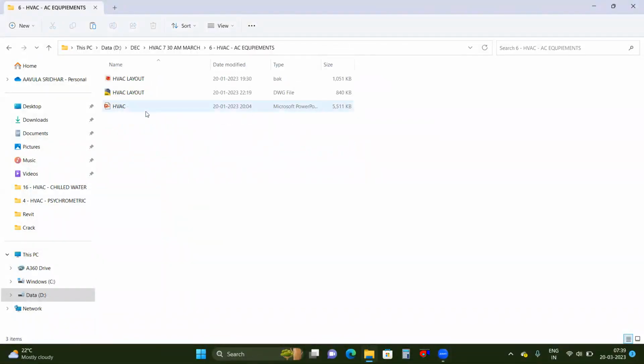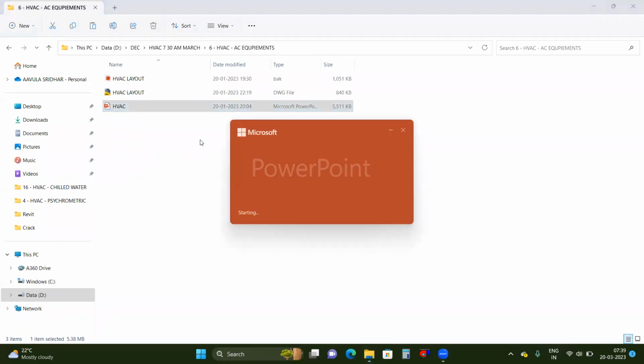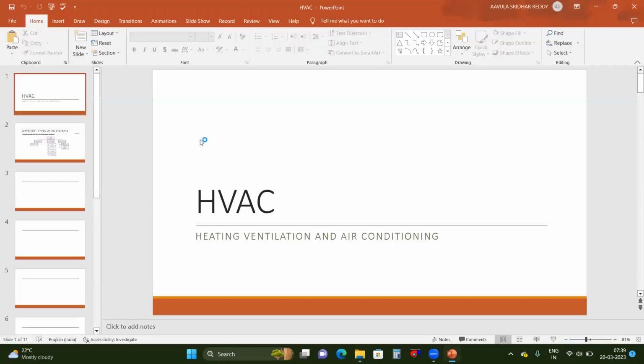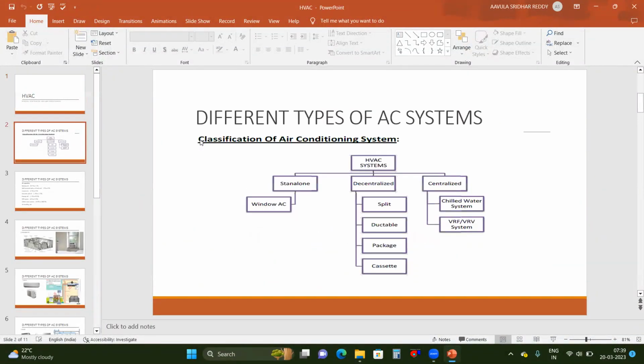So today our topic is different types of air conditioning equipments. Okay. So till now we have seen the introduction and basic definitions. So after that we have seen the refrigeration cycle. So in real time we have to use so many types of air conditioning equipments.